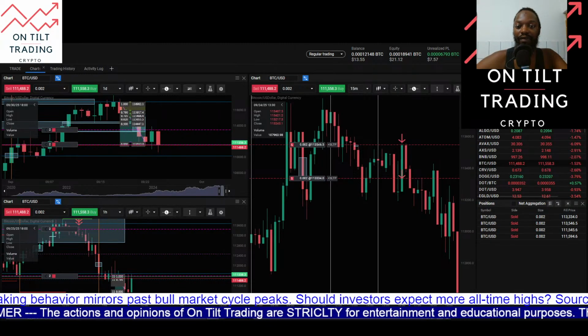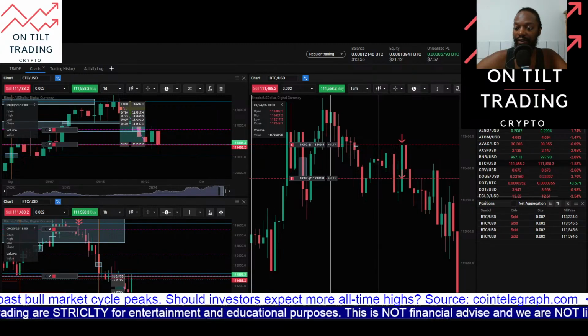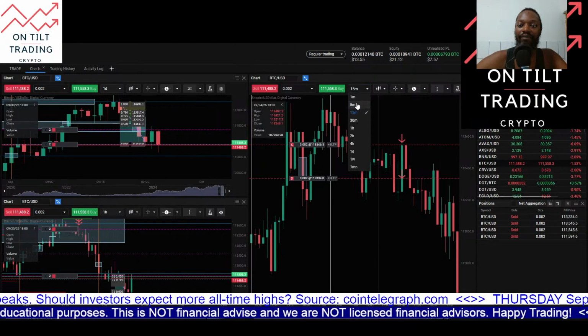Now I'm looking for a fair value gap in this area, but there are no fair value gaps in this area. So I'm going to go down to a lower time frame, down to the 5-minute.